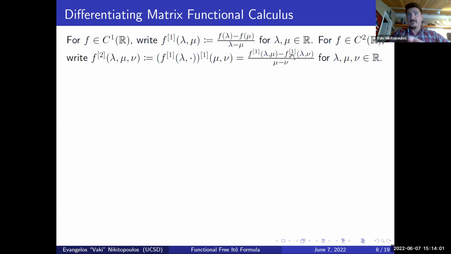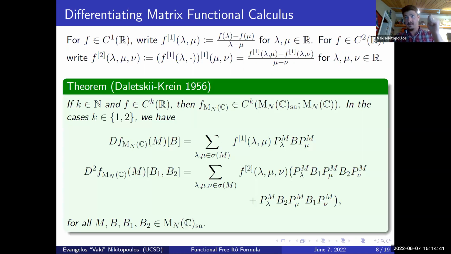And there's a higher order version for a C2 function, and it's basically this f bracket 2, the second divided difference of the function f, and it's defined basically as the first non-commutative derivative of the first non-commutative derivative. And so you recursively define it this way in terms of the f1. And then again, you have to take the limit as mu goes to nu to get the definition for mu equals nu. But if f is C2, then that limit will exist. All right, so these will be the functions that show up in the formulas for the derivatives of matrix functional calculus that I will state now.